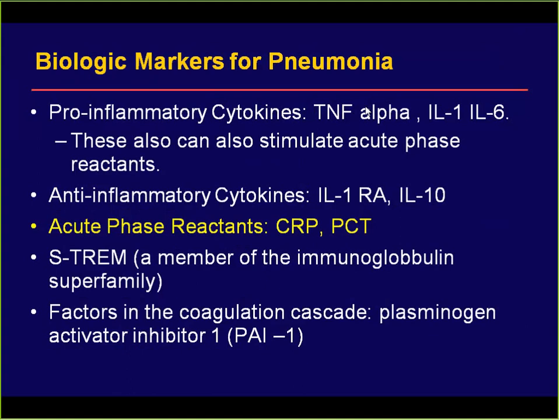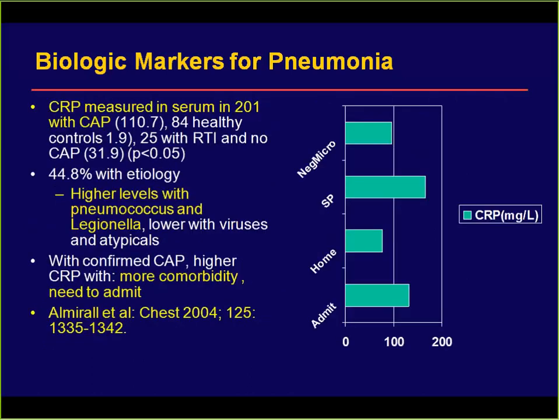About 10 years ago, there was a study in the New England Journal about STREM, which is part of the immunoglobulin superfamily. It looked like a very promising biomarker primarily because it was in the New England Journal, and nothing much ever came of that, and it's not something that anybody's thinking about using these days. And plasminogen activator inhibitor, one of the components of the coagulation cascade, has also been studied as an inflammatory biomarker.